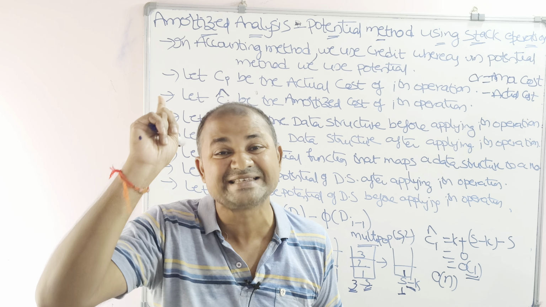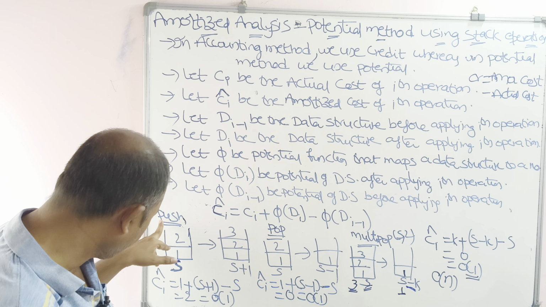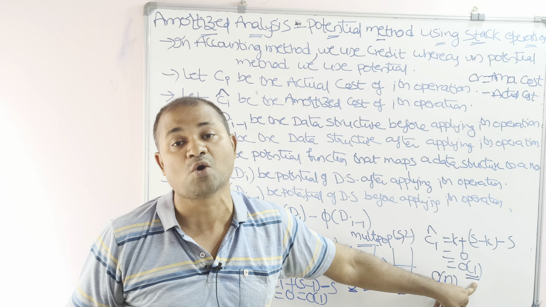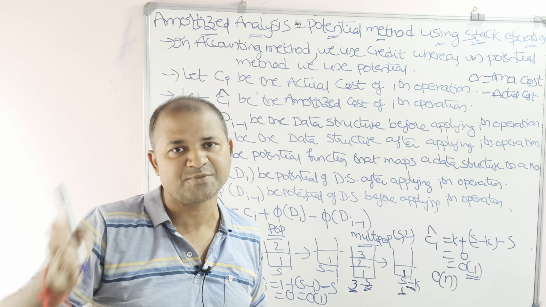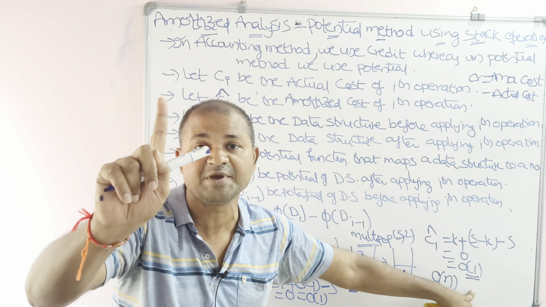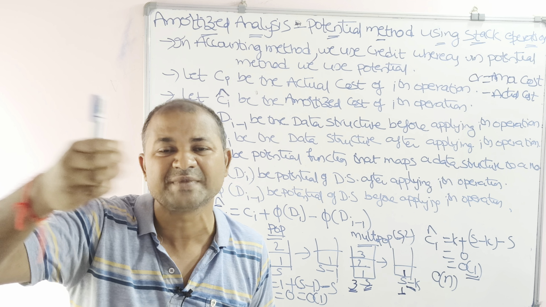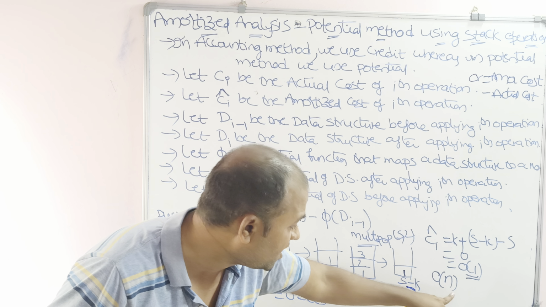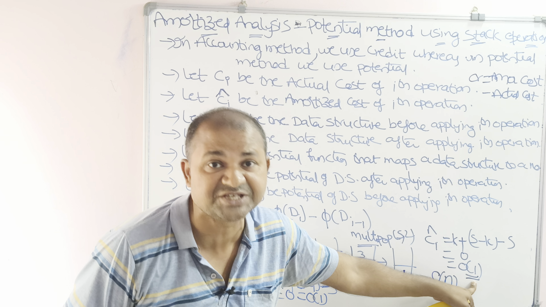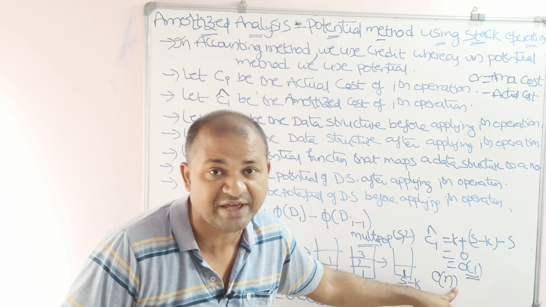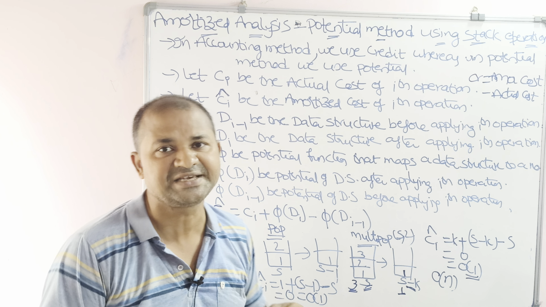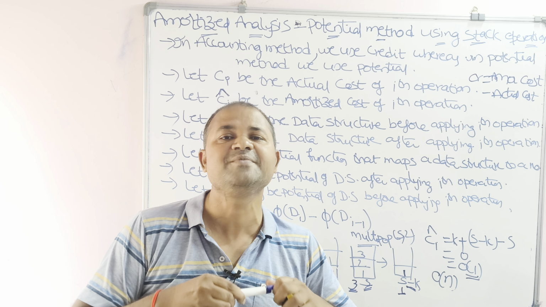So for performing a single operation, whether push, pop, or multi-pop, the amortized cost is order of 1. So the time complexity or the cost for a stack operation is order of 1 for performing only one operation. If we want to perform a sequence of n operations, then the cost or time complexity is order of n. So for one operation, the amortized cost is order of 1; for a sequence of n operations, the amortized cost is order of n. In the next video, we will discuss the potential method using incrementing a binary counter.